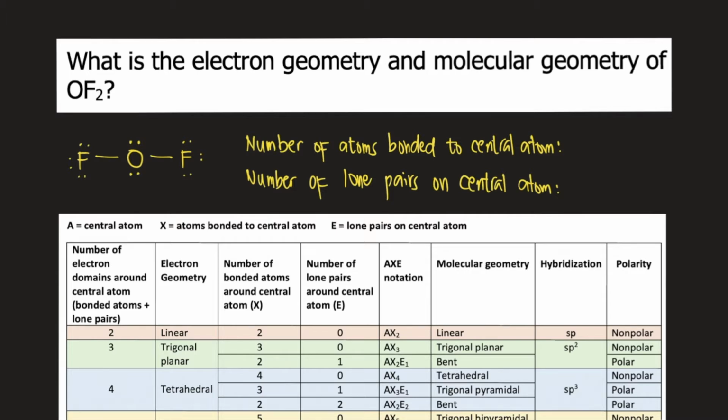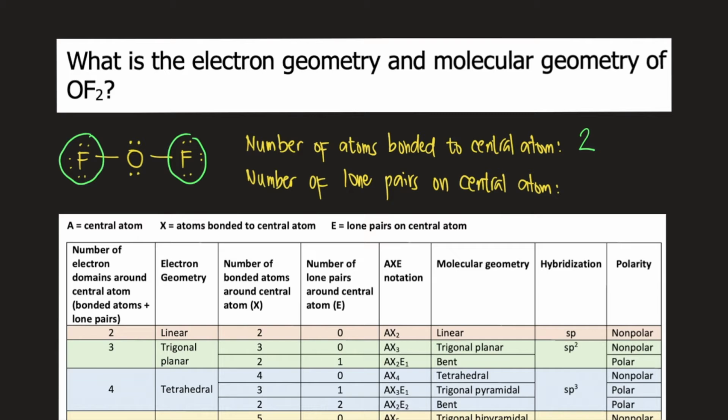So how many atoms are bonded to oxygen? We have 1, 2. Two fluorine atoms bonded to the central atom. So this is 2.